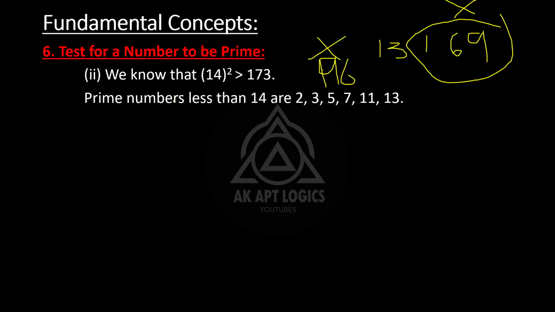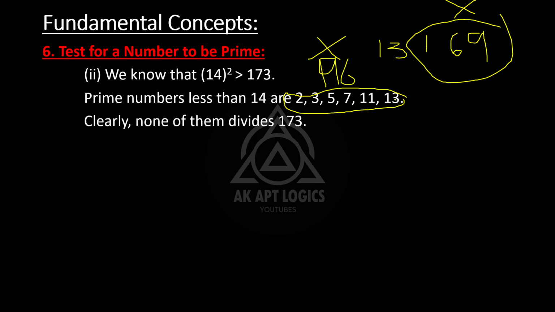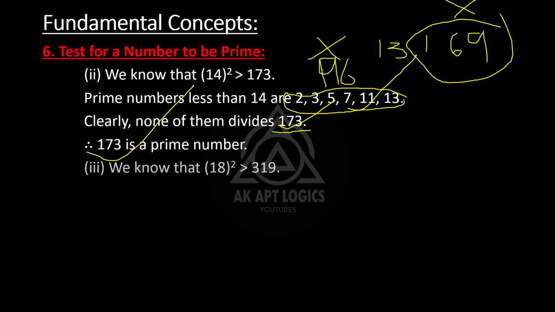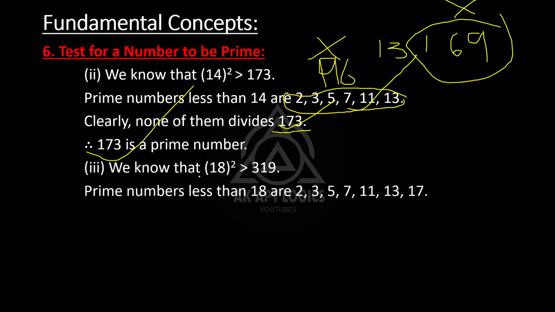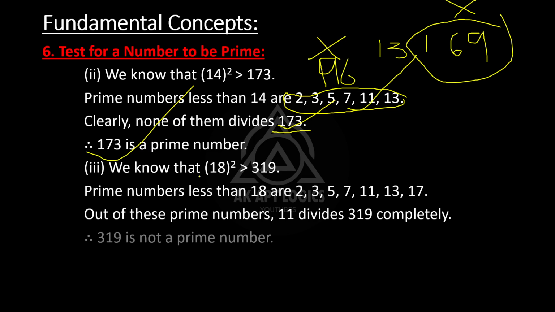So the prime numbers less than 14 are 2, 3, 5, 7, 11, 13. None of these numbers divides 173. So 173 is a prime number. Similarly, the next number, you check it. You check this third one. This is the homework for you guys.